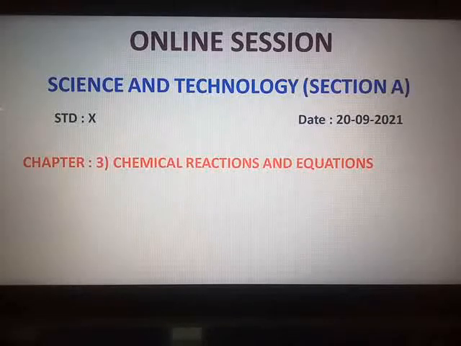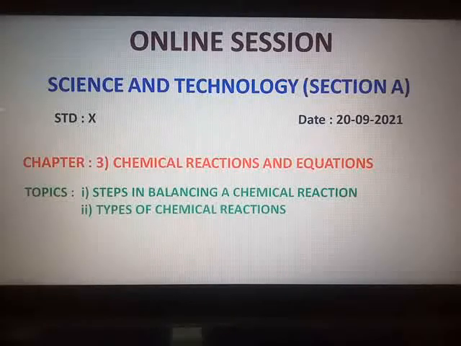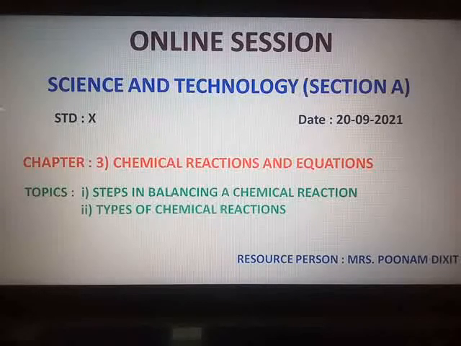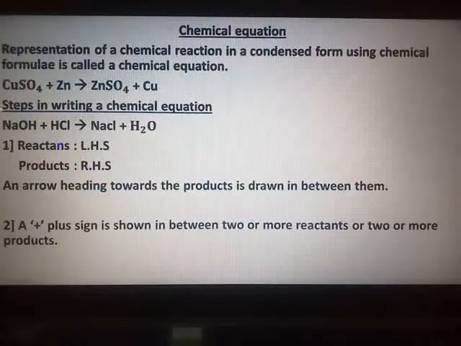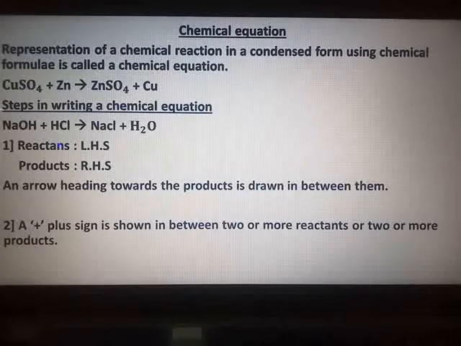As usual, in the first 5 minutes, we will just revise the steps which are required for writing a chemical equation, because if you see this entire chapter, it is full of different reactions. And then we will start with a new topic for today, stepwise balancing of a chemical reaction and the different types of chemical reactions. So let us just revise the steps which are required for writing a chemical equation. You all know what is a chemical equation.